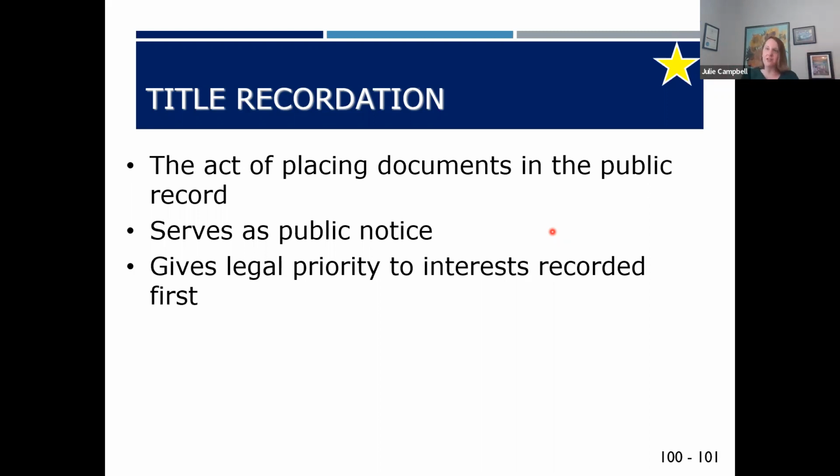We're protecting the lender's interest now. It's one thing for the lender to say you owe me money. It's another thing for the lender to protect their interest by recording that document, putting it on public notice, and letting anybody with an interest know that you are the owner of record and you have this outstanding lien.